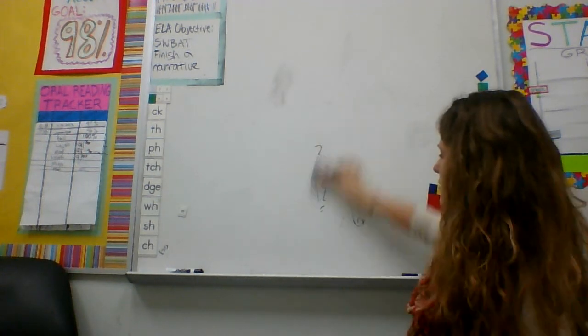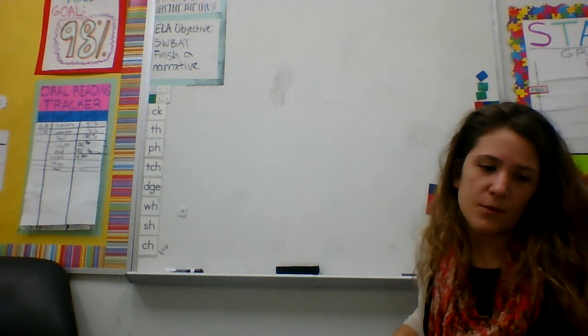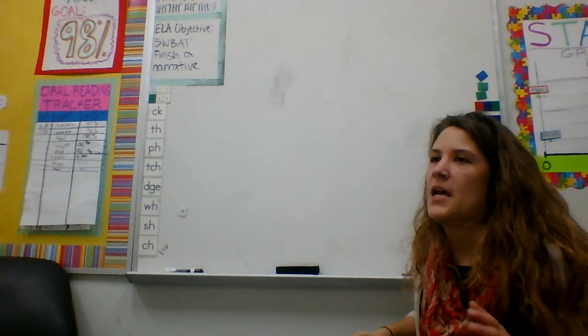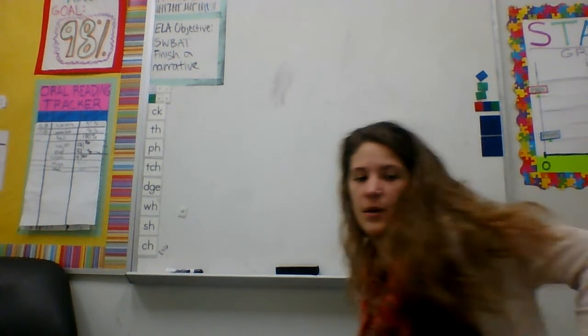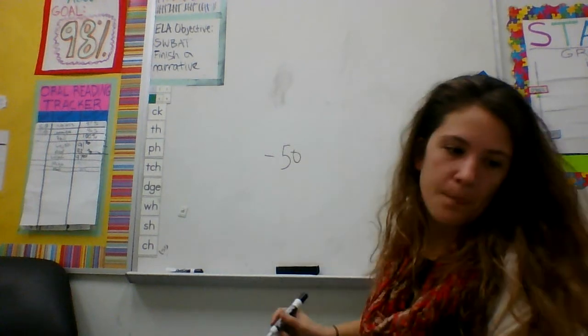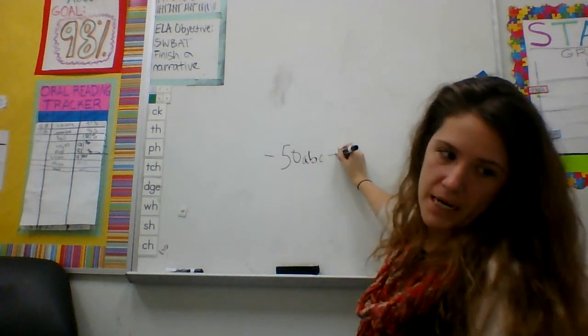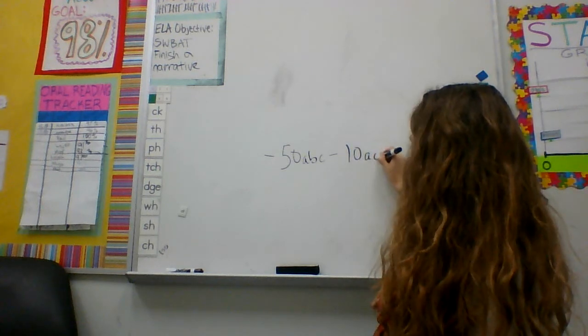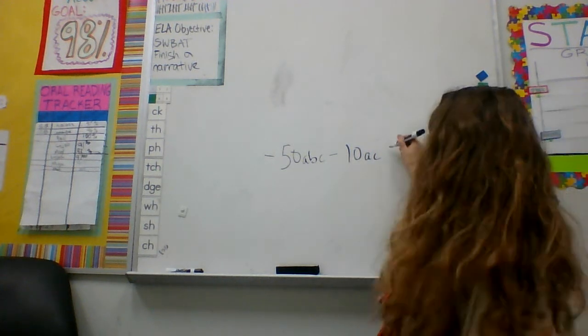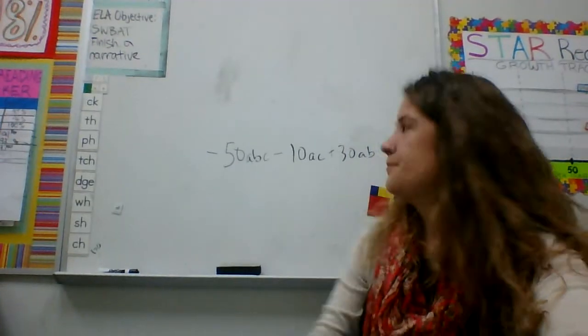For the one that you do by yourself, there will also be 2 correct answers. The last one we're going to do is example 2, because I know I had put this on review problems and people were getting it incorrect, so I thought we should go over it. We have negative 50 ABC minus 10 AC plus 30 AB.